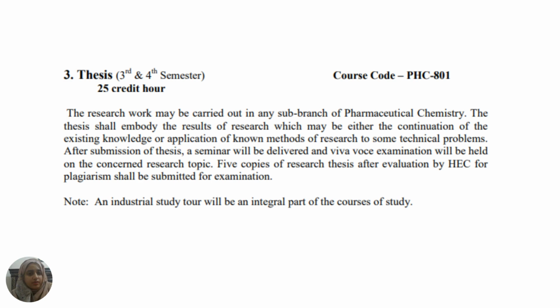After submission of thesis, a seminar will be delivered and a viva voce examination will be held on the concerned research topic. 5 copies of the research thesis after evaluation of HEC plagiarism shall be submitted for examination. And an industry tour or study tour will be an integral part of the course of studies.